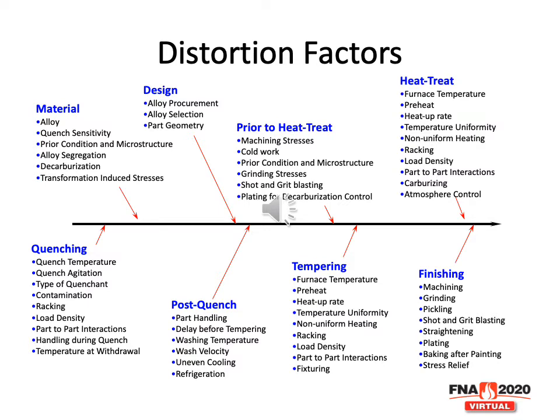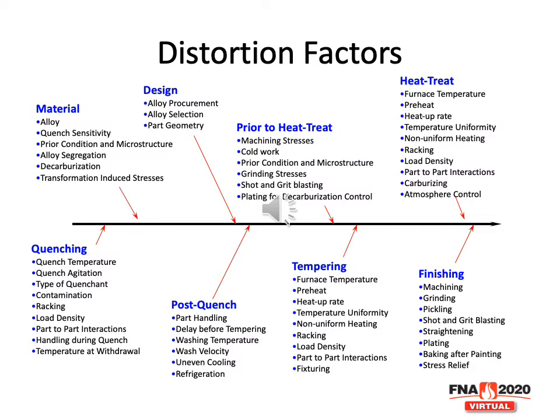Then there's the post-quench operations, and how I handle the parts, the delay before tempering. If I wait too long before tempering, the residual stresses can build in, or I can have retained austenite transformed to martensite just because it's colder. And this can contribute to cracking. For instance, for most specifications, you want to allow a maximum of 90 minutes from the time you quench to the time you get it into temper. If it's going to be more than 90 minutes, get them in the temper furnace and just do a snap temper.